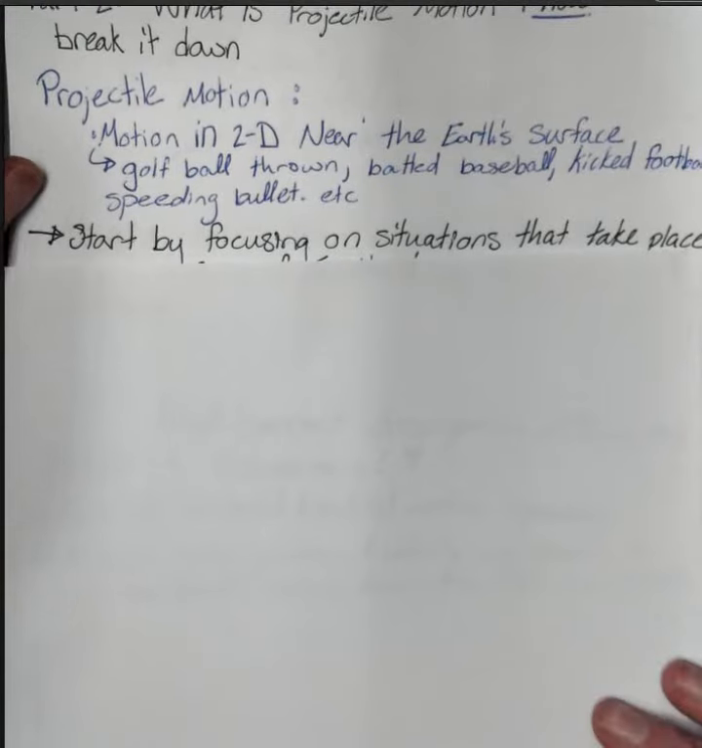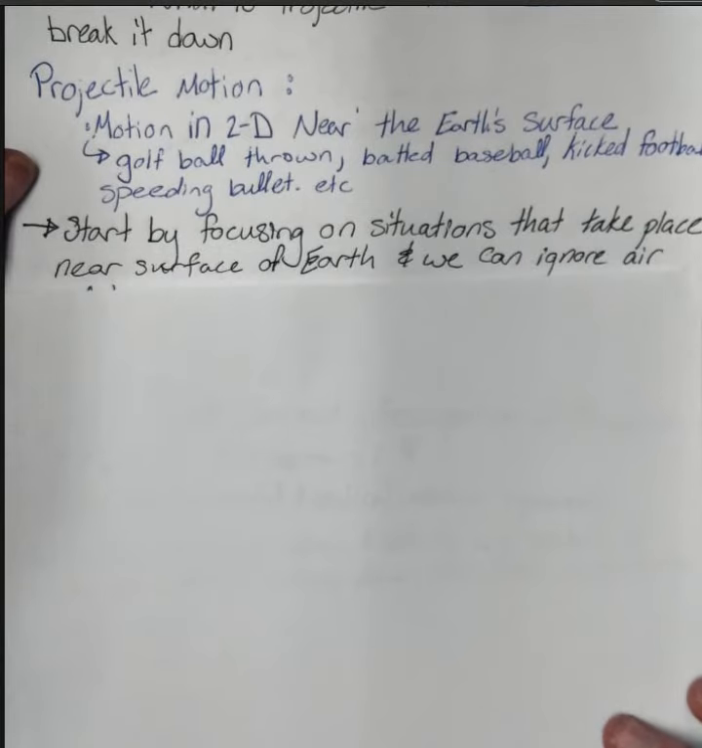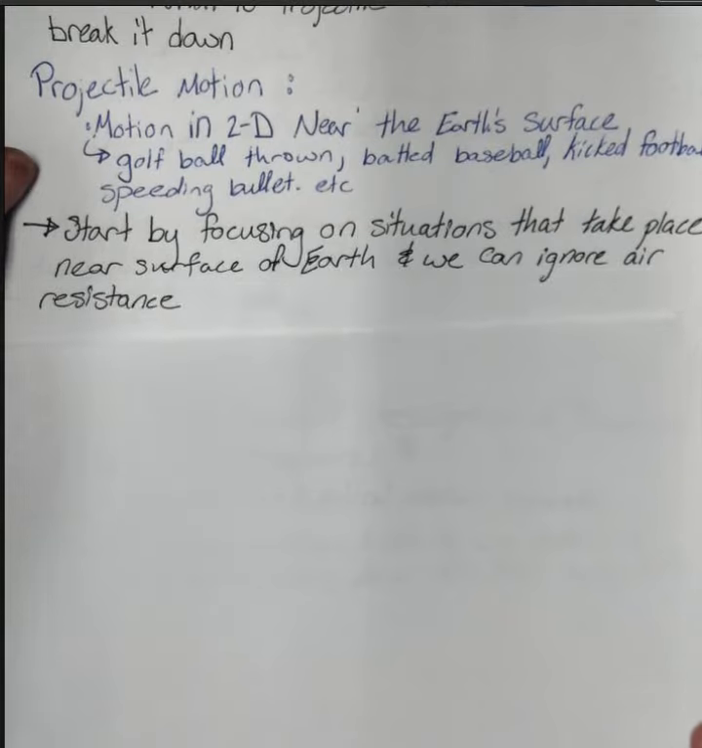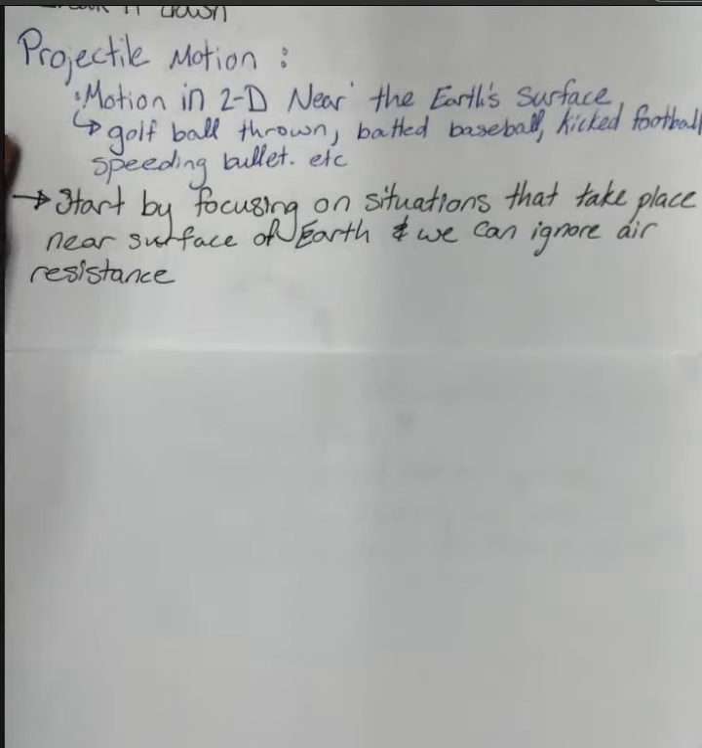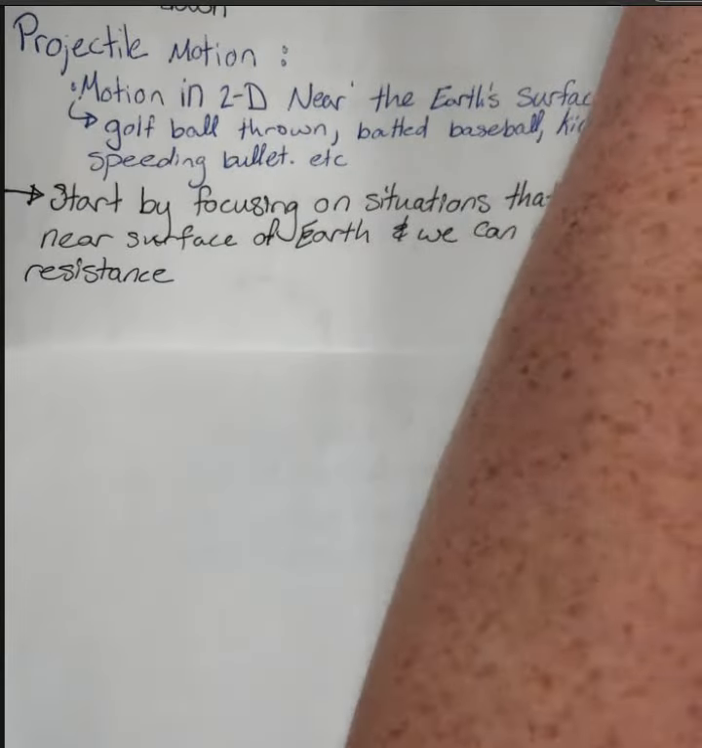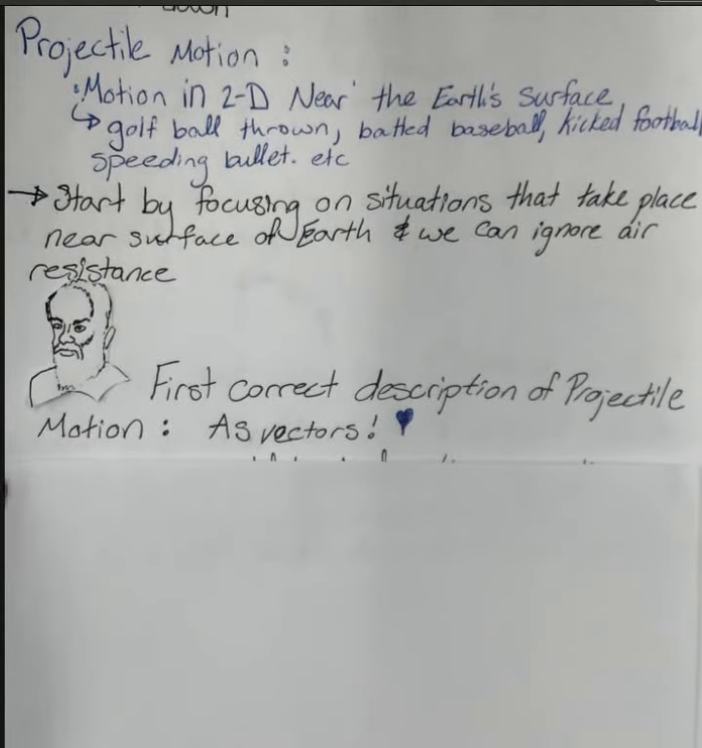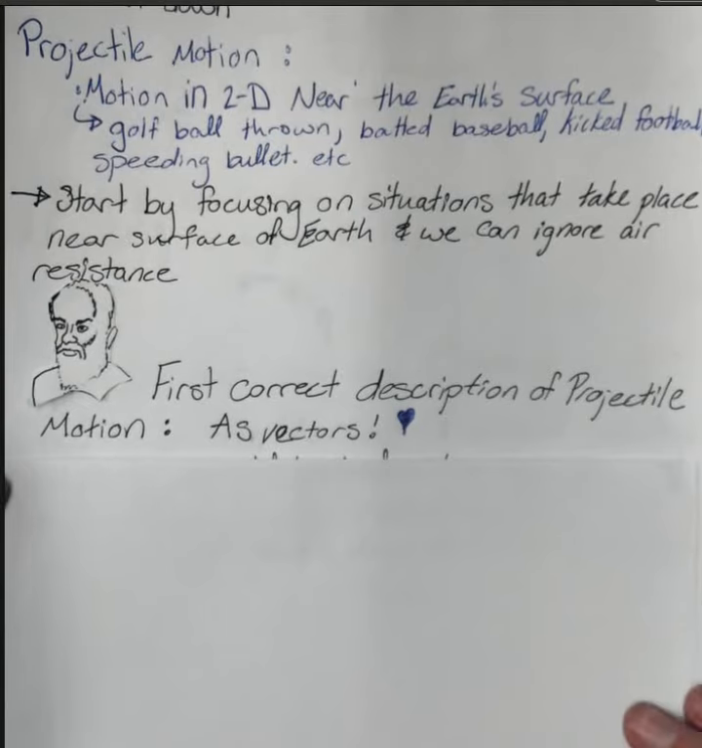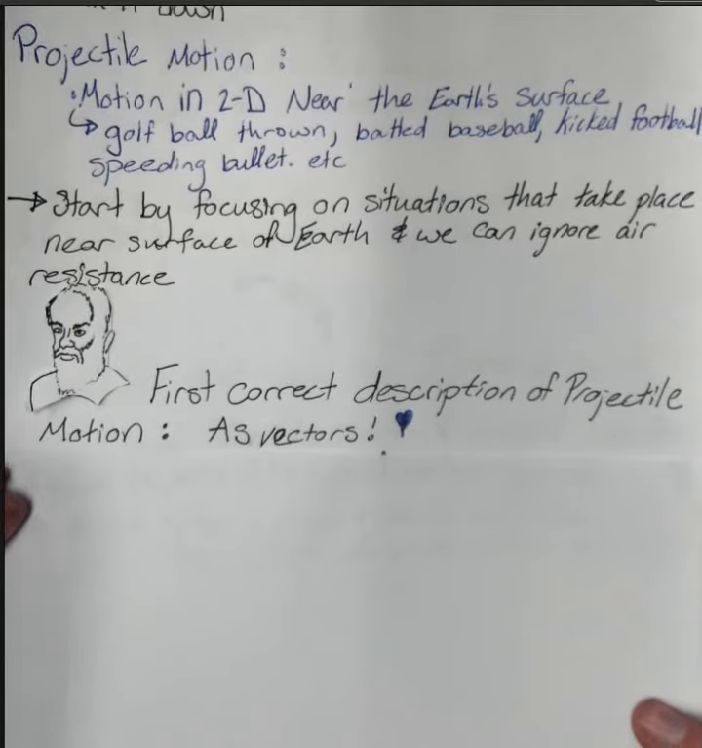So when we do projectile motion, we want to start by focusing on the situation that takes place near the surface of the Earth so that we know what the acceleration due to gravity is going to be. And we want to make sure that we consider situations where we can ignore air resistance, because we want to start by being able to solve the simplest type of problems. If we do that, then we're channeling our good friend Galileo, who came up with the first correct description of projectile motion as vectors. Aw, isn't that sweet? Mr. Galileo, you are a smarty.